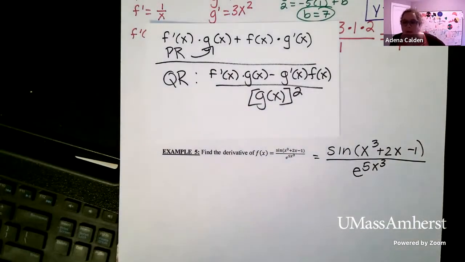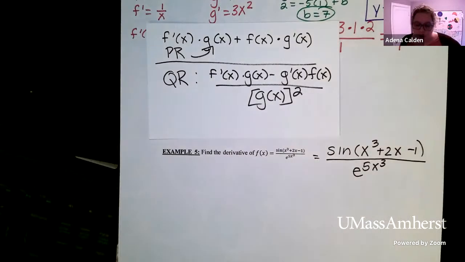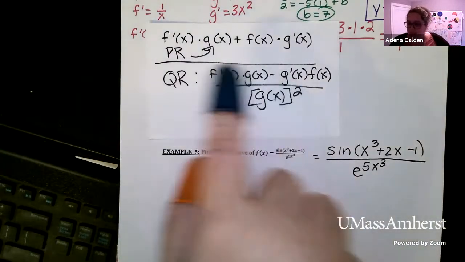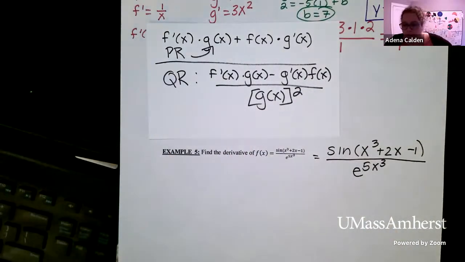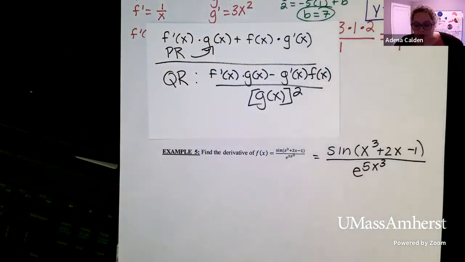We'll see what happens. I'm going to give you about 4 minutes to try to work it out. Don't worry about simplifying your final answer. Just try to get things done in the form of the quotient rule. Okay, so take about 4 minutes and then we will go through it together.